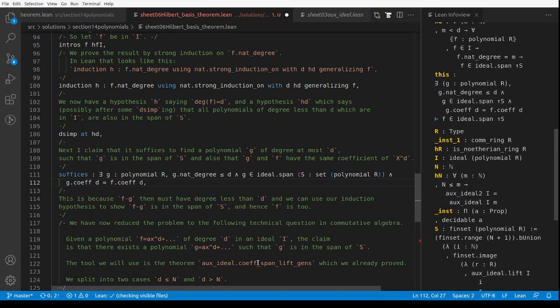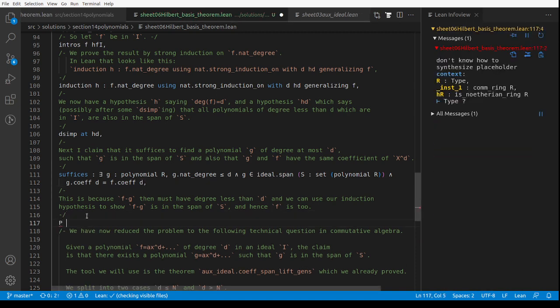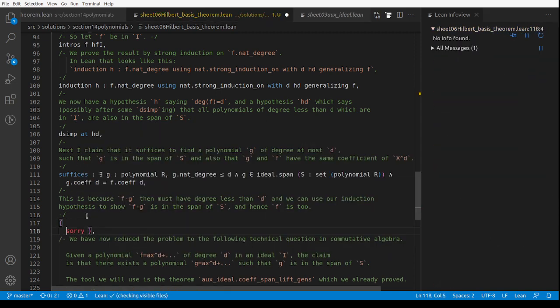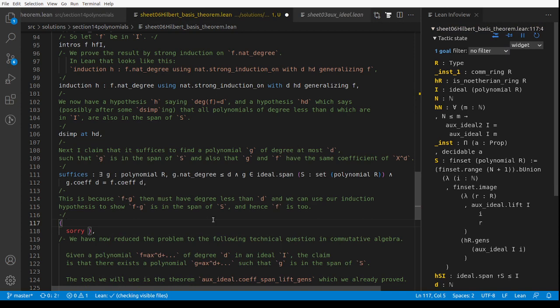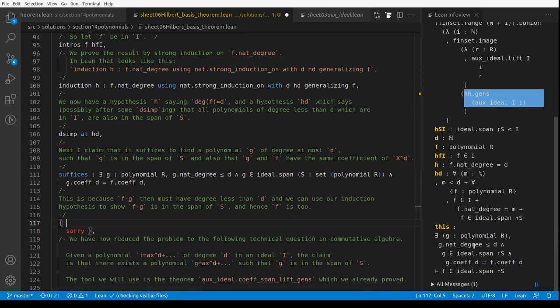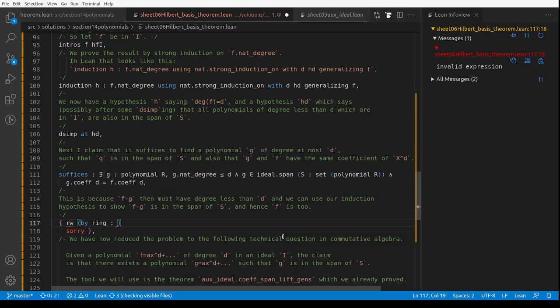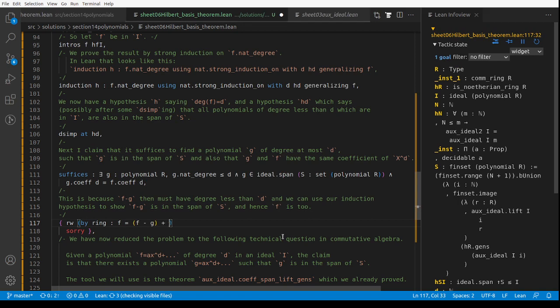And so let's prove that now. That proof can go here. So then f minus g will have degree less than d, and we can use our induction hypothesis to show f minus g is in the span of S, and hence f is too. Right, so in fact we could rewrite by ring. I claim that f equals f minus g plus g.